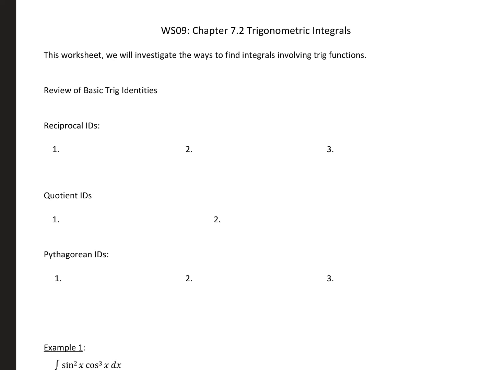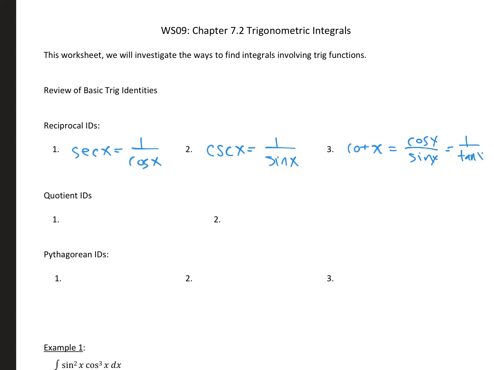The reciprocal means 1 over something. So first we have secant x is 1 over cosine x. And then we have cosecant x, which is 1 over sine x. And then cotangent x is equal to cosine x over sine x, which is basically 1 over tangent x, because tangent x is sine x over cosine x.